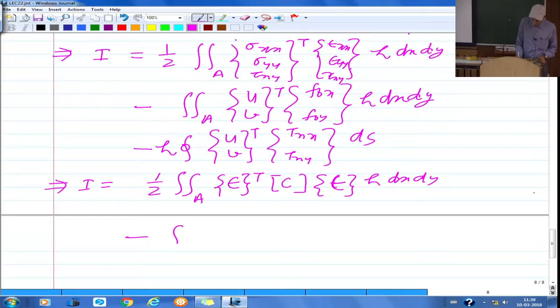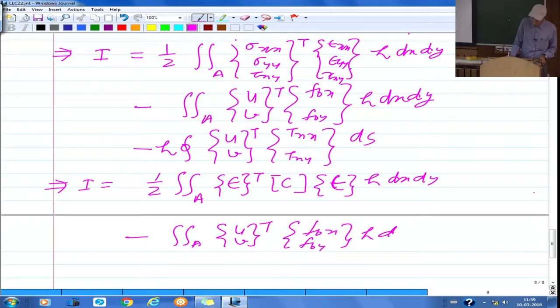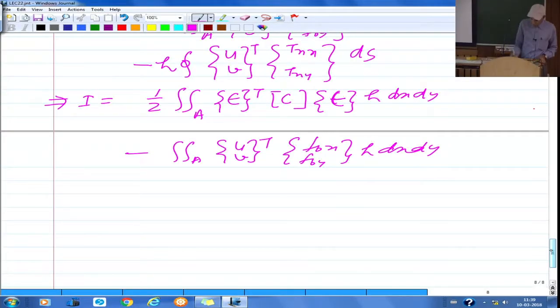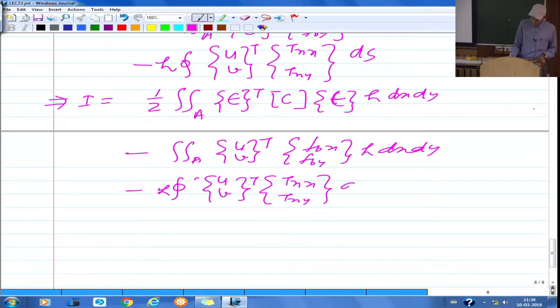Integration over the area of the element, u v transpose into fbx fby h dx dy, and plus this cyclic integral again, u and v transpose into the traction forces tnx tny and ds. So this is what you have as your integral functional.